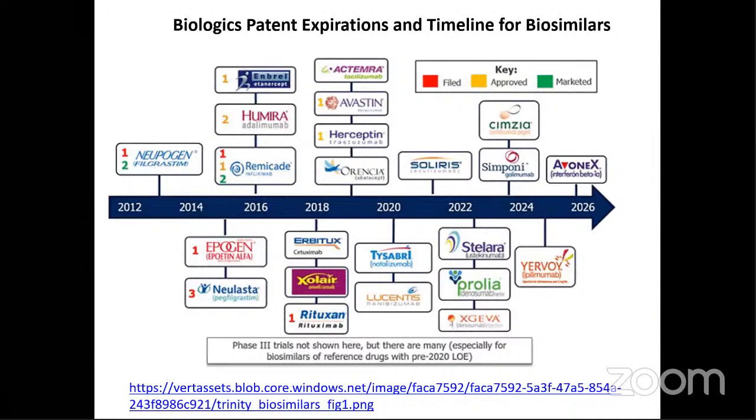What is shown here are the number of biologics for which the patent is expiring. For quite a few of them, as you can see, the ones in red or yellow, the biosimilars are either being filed or approved because the patent for the reference drug has already expired. The green ones are the ones which are marketed, but there are quite a few for which the patents have not expired yet, but they are going to expire as shown in the slide, and the field is open for biosimilars to be developed for these drugs.